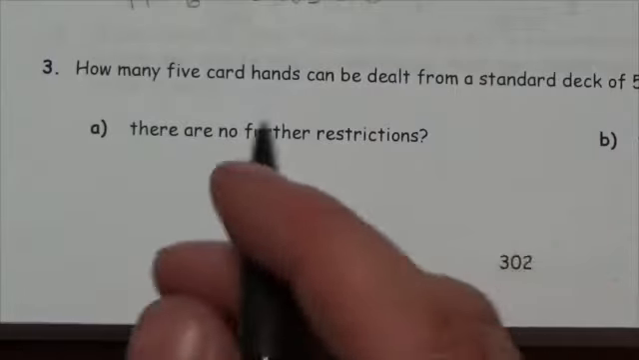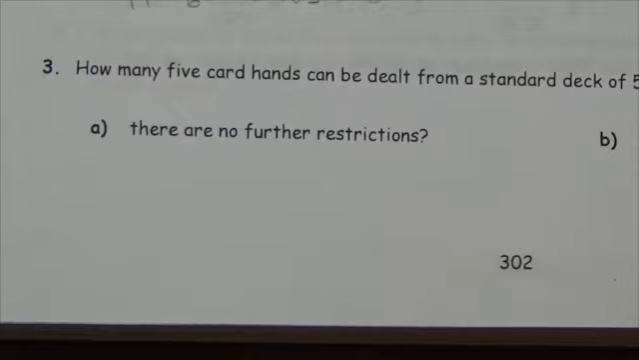How many 5-card hands can be dealt from a standard deck of 52 cards if there are no further restrictions? Okay, now we're going to take a quick look at a deck of cards. Okay, and dealing out different hands here.